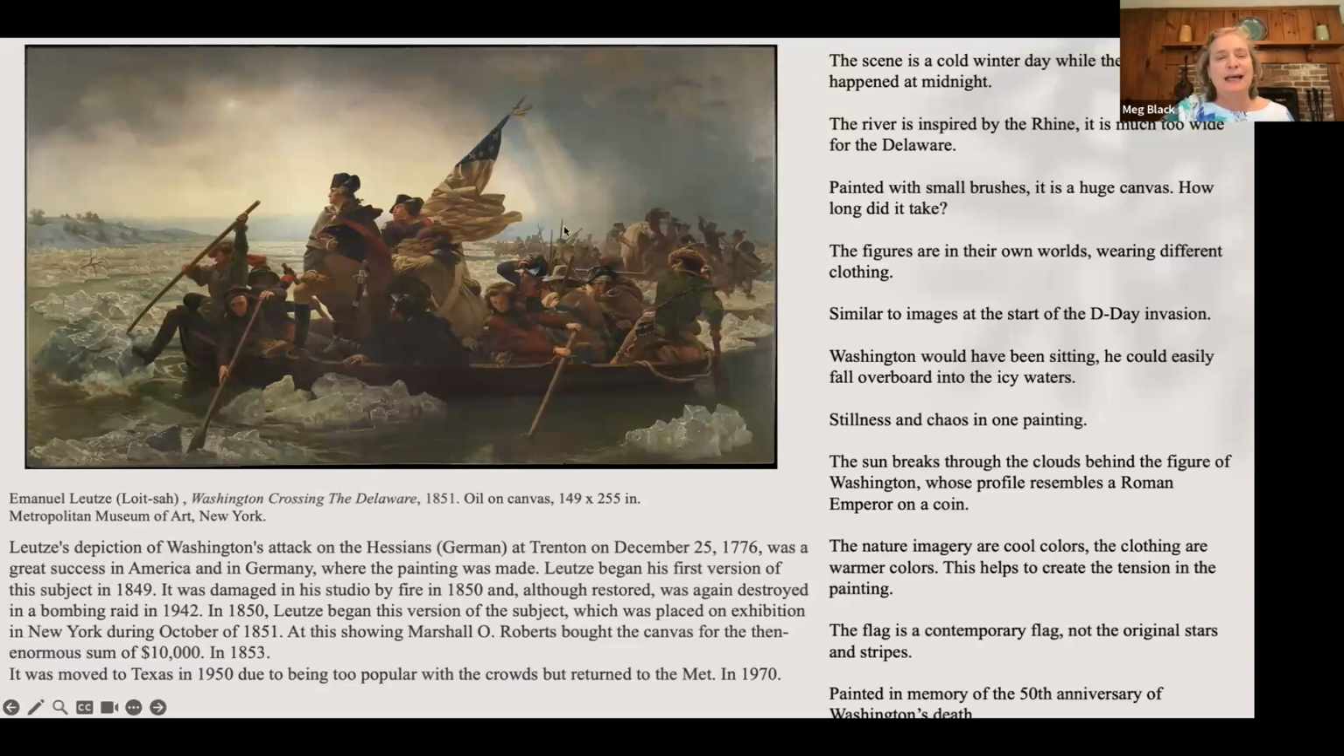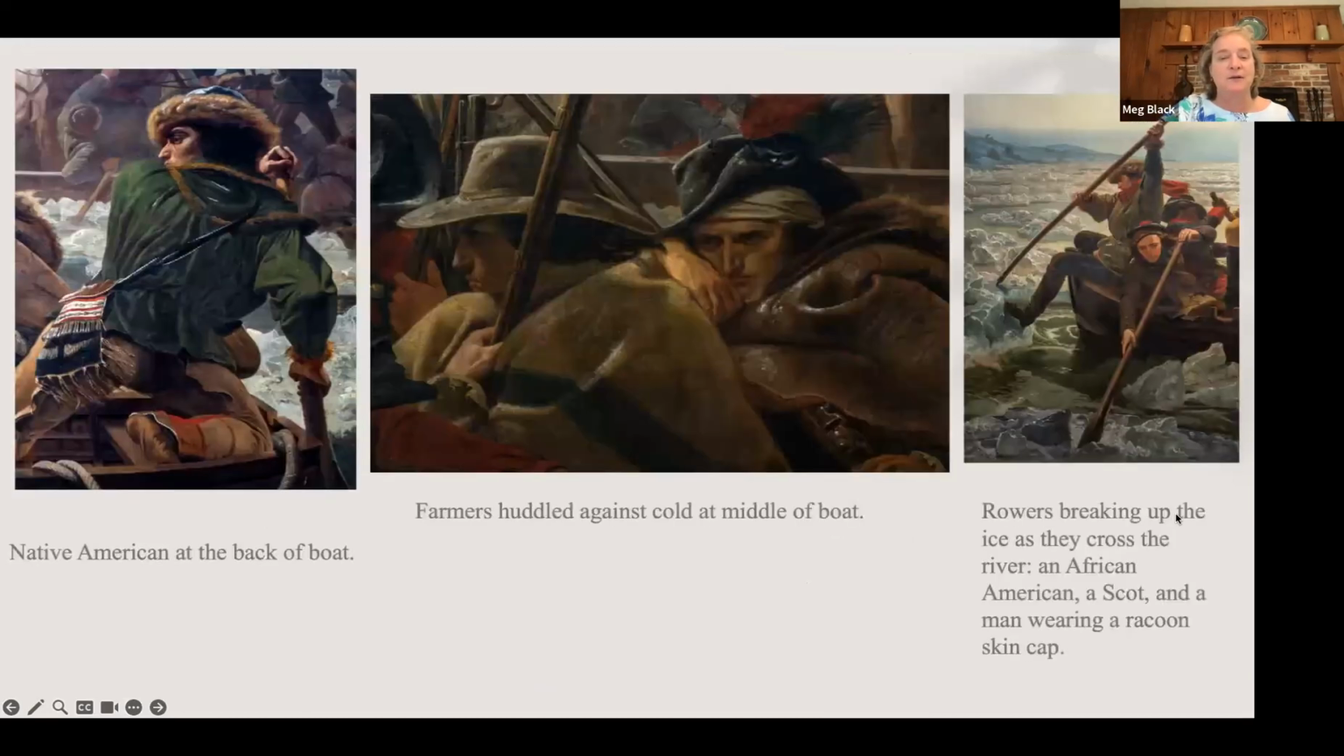And the flag's wrong too, folks. It's a contemporary flag, not the original Stars and Stripes. So this is actually a flag that would have been flying in America in like the 1780s. So he doesn't get the flag quite right. And then it's painted in commemoration of Washington's 50th anniversary.